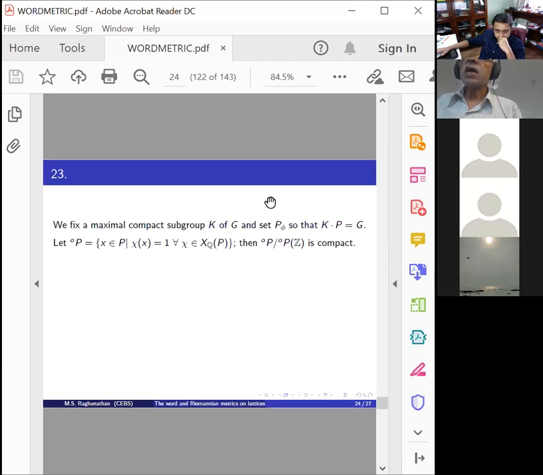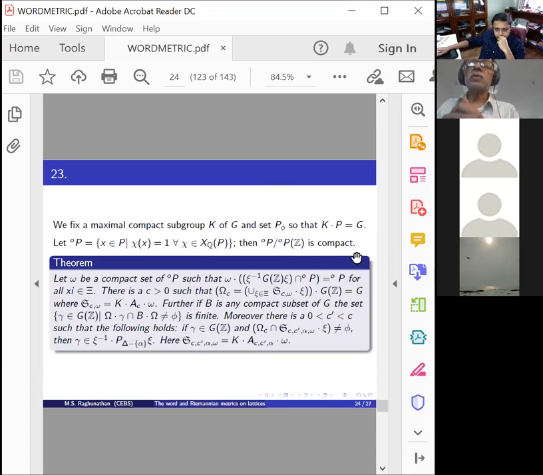P has a part which sits inside the centralizer of T, and a part which is the unipotent radical. Inside the centralizer of T, there is a big non-compact subgroup of P whose intersection with Γ is a co-compact lattice in that non-compact group.